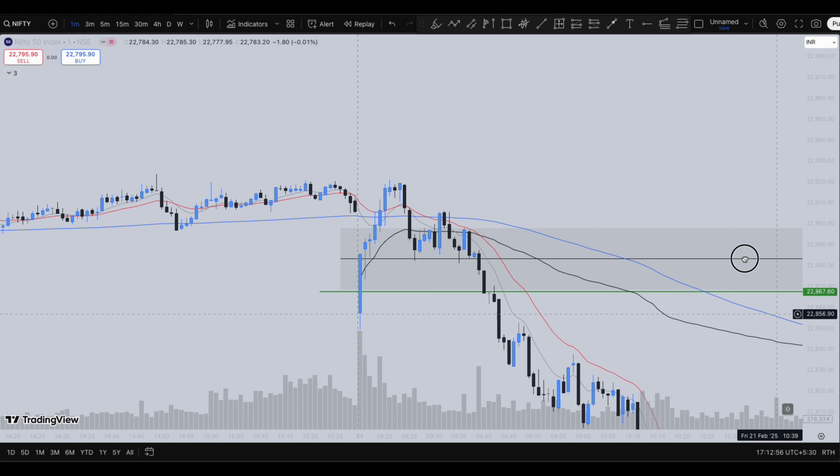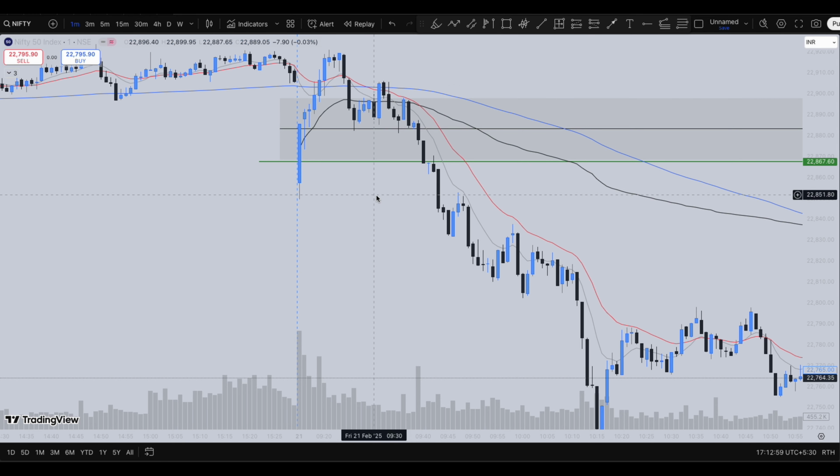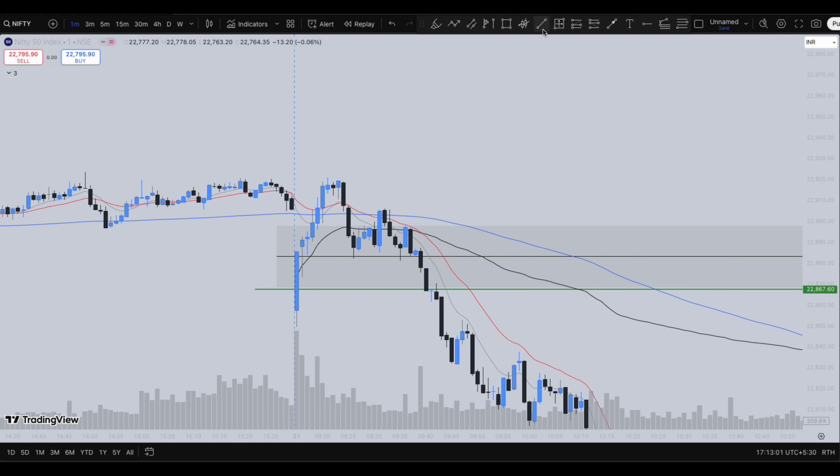But here you can see after this kind of bullish candle over here, this bullish candle is a manipulative candle.